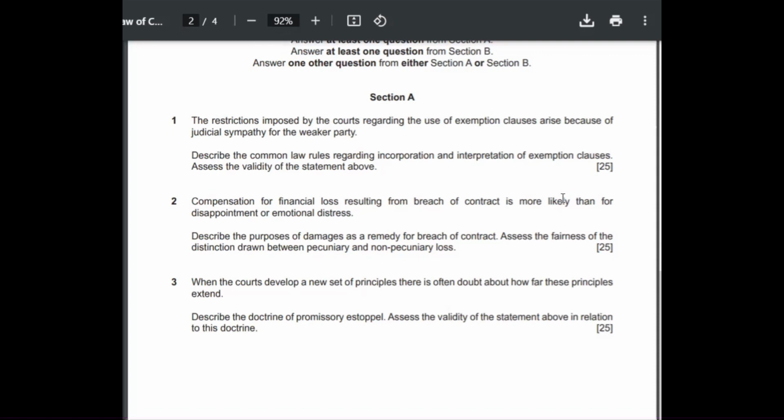That's the third question. When the courts develop a new set of principles, there is often doubt about how far these principles extend. Describe the doctrine of promissory estoppel. Assess the validity of the statement above in relation to this doctrine.